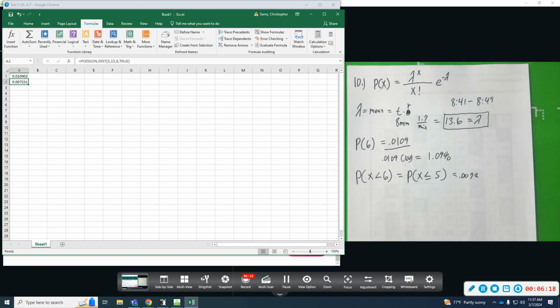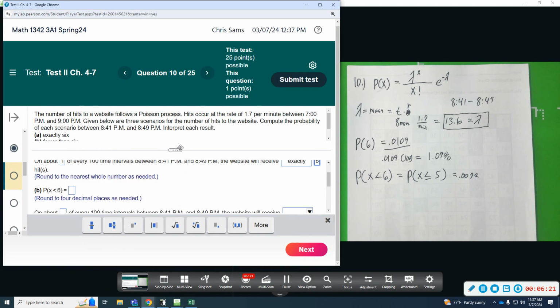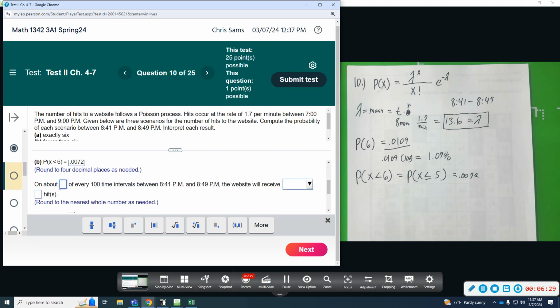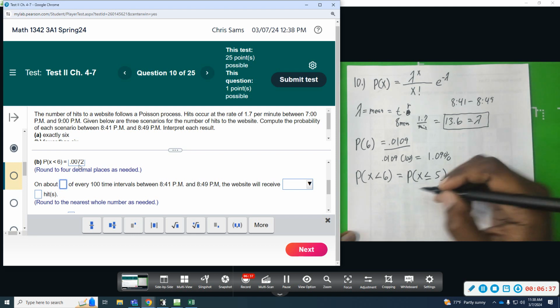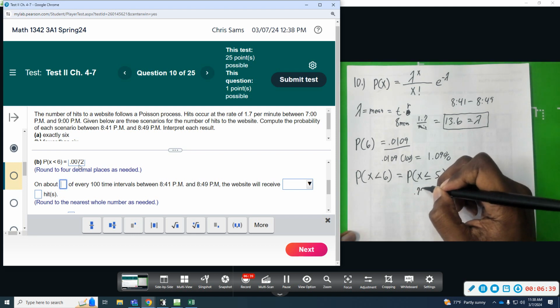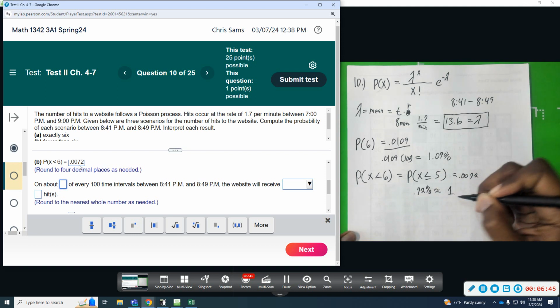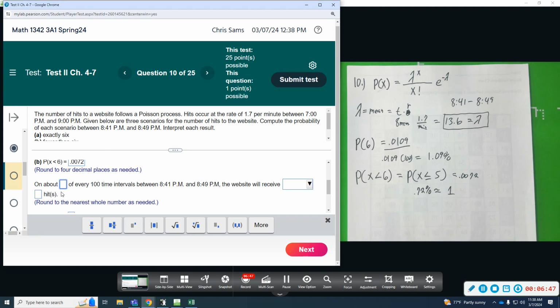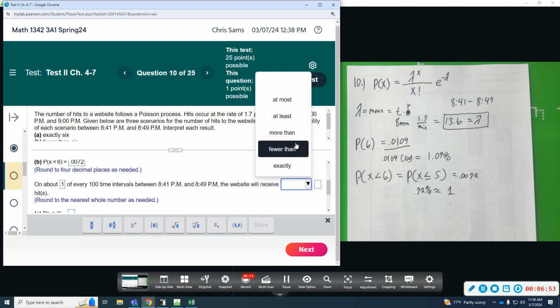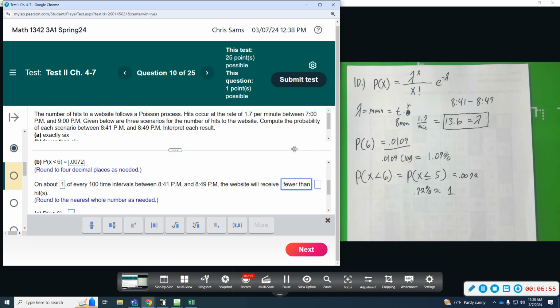Okay. And then we need to write what that means. We're going to interpret that. So it says on about blank of every 100. So same like the previous one, we're going to round to the nearest whole number. So if I take this probability, multiply by 100, it's going to equal 0.72%. When rounded to a whole number, that's going to be just 1. So 1, again, out of every 100 intervals, this width, we would have fewer than 6.